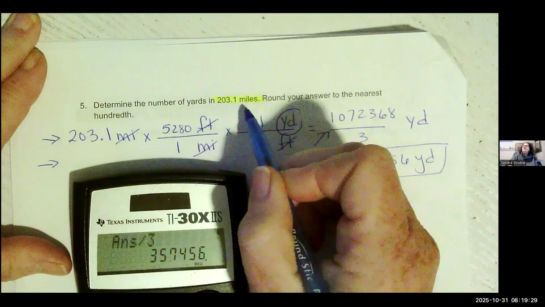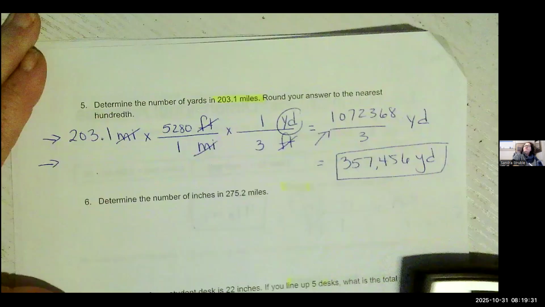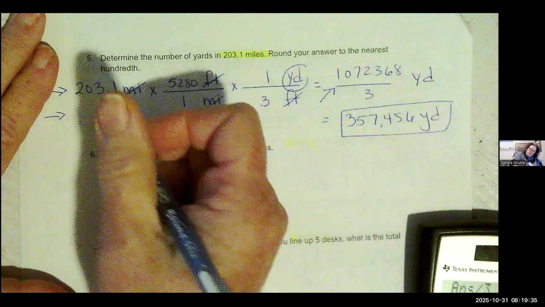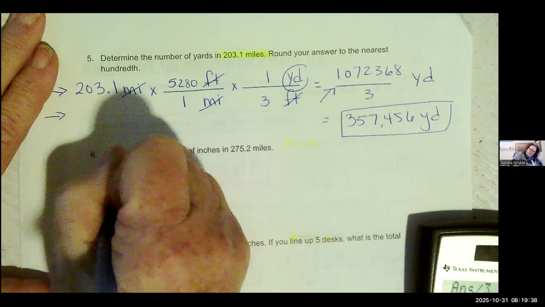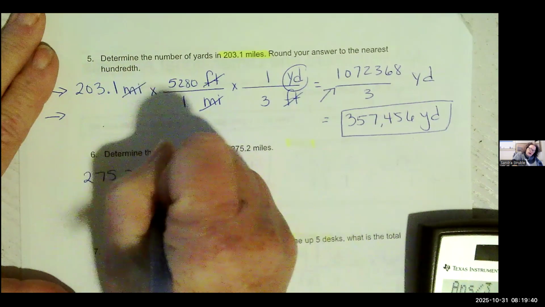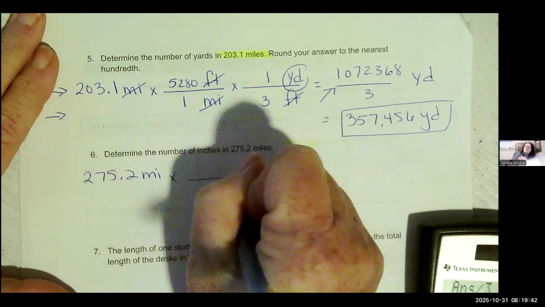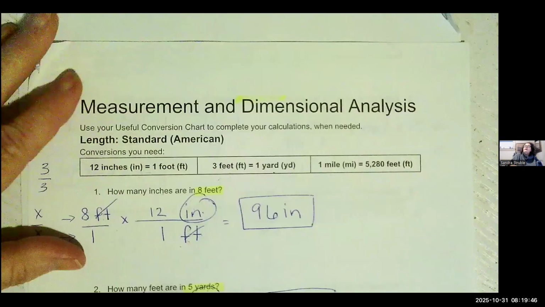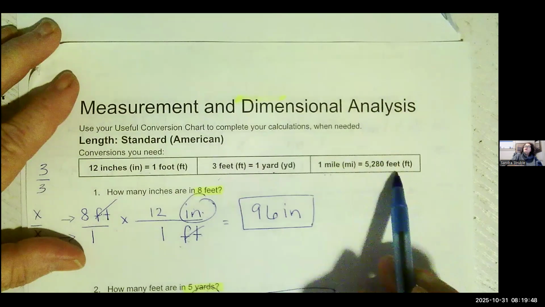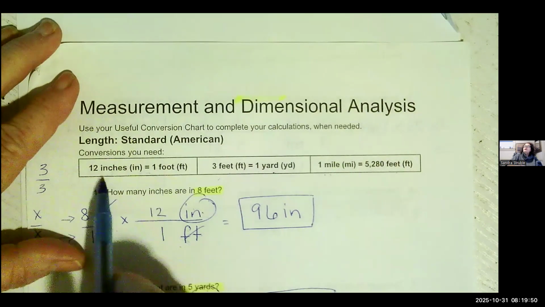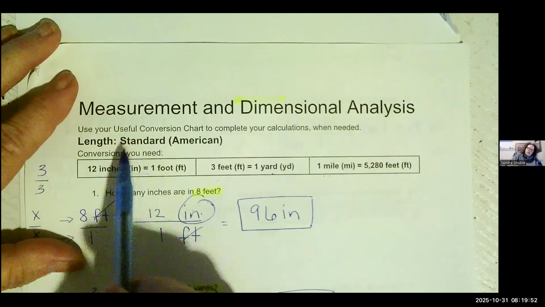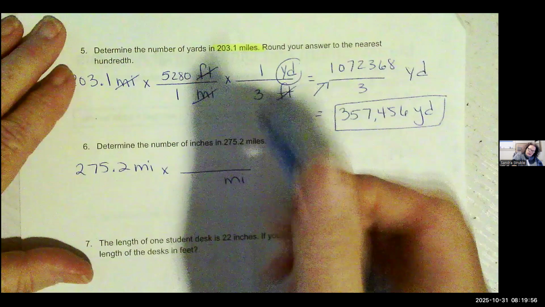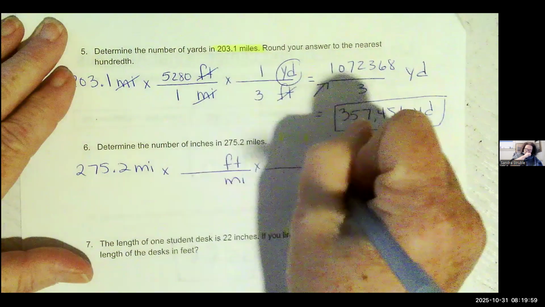All right, determine the number of inches in 275.2 miles. I don't have a way to get directly from miles to inches, but I can get from miles to feet and then feet to inches. And that's what I'm going to do. Make sure and write these conversions next to your problem if you need to. Miles to feet. And then get rid of your feet and go to inches.